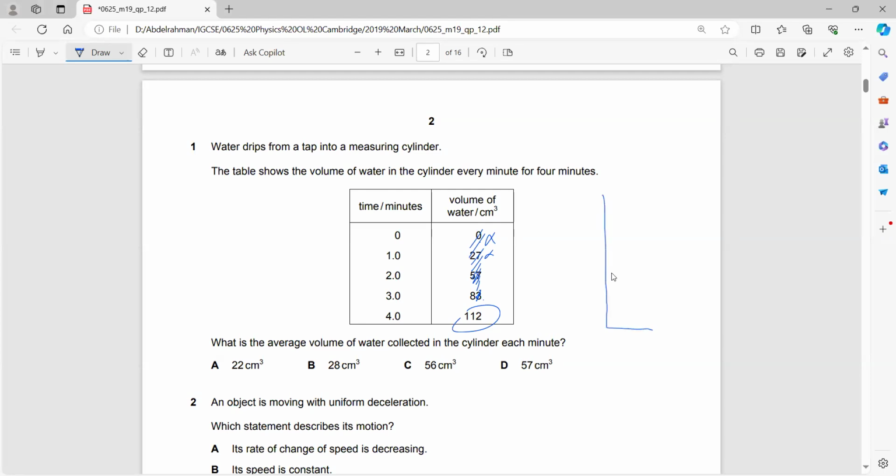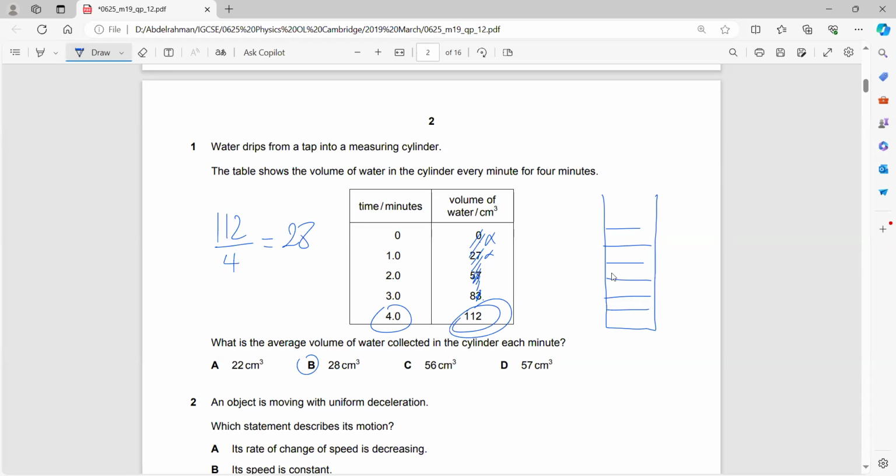We had the measuring cylinder. The volume kept on increasing for a total time of 4 minutes. After 4 minutes, we reached a total volume of 112 centimeters cubed. And we took a time of 4 minutes. To find the average volume, simply 112 divided by 4, which would be 28 centimeters cubed. So on average, each minute, we added 28 centimeters cubed of water.